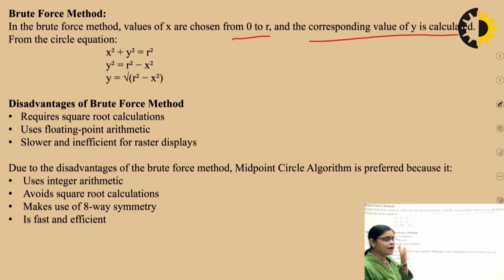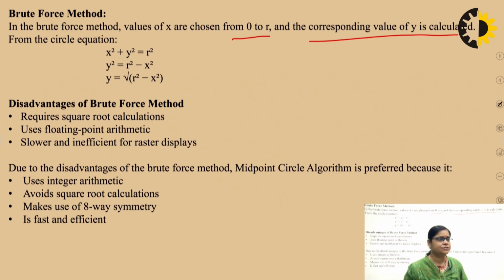What are the disadvantages of the brute force method? The disadvantage is that we need the square root calculation. When we use the square root calculation, sometimes it gives floating point arithmetic values, and when the values come in floating point, we are unable to find the midpoint of the circle, or you can say we are unable to find the actual points of the picture.